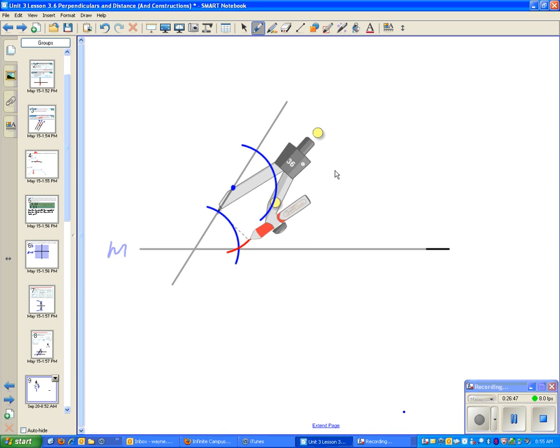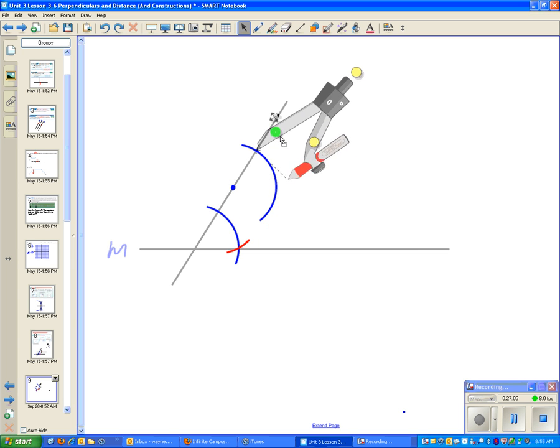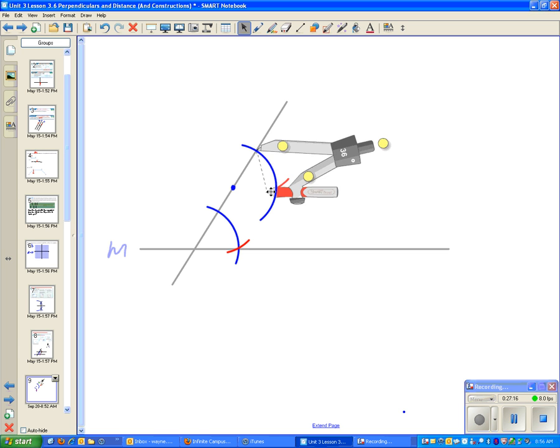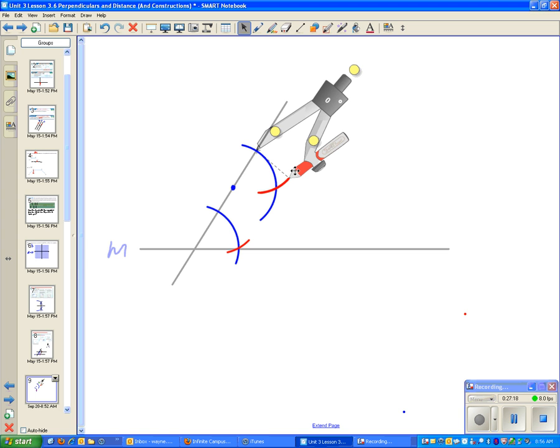And we make a little arc. Now, oh, I accidentally moved my point. How did that happen? There, put it back. Now, we put our compass point where the other arc crosses the transversal. Do not change the setting. Once you've measured, don't change. And we make an arc crossing that arc.